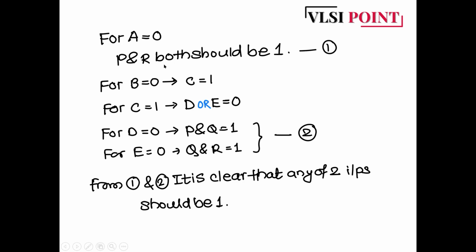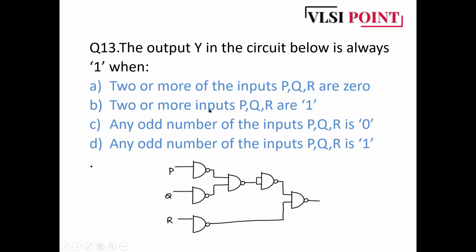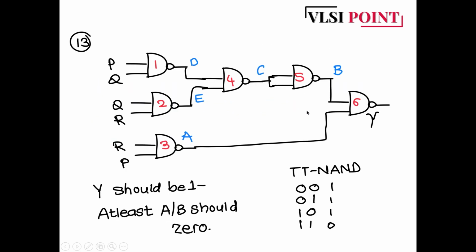So you can see here, from equation number 1, we want P and R both to be 1, and here we are saying either we want P and Q to be 1 or Q and R to be 1. But from equations 1 and 2 it is clear that any two inputs should be 1. Either P and R should be 1, or P and Q, or Q and R. So we can predict that at least any two inputs should be 1. So option B is the answer: two or more inputs of P, Q and R are 1.